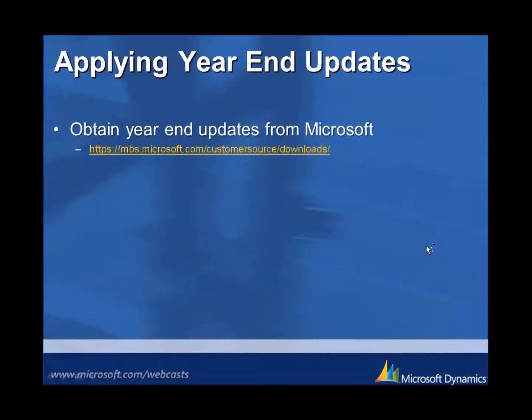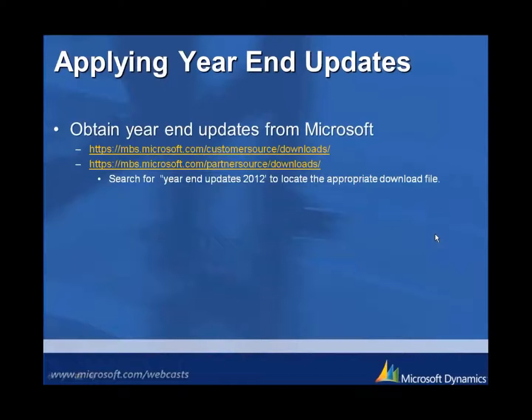The first thing we need to do is obtain the year-end updates from Microsoft. Everybody's a little bit different as far as how their login is to Partner Source or Customer Source. So these are the web addresses that you can use to log into your Customer Source or Partner Source site. Once you're at this downloads area, you can do a search for year-end updates 2012, and it's going to direct you to the appropriate website to download those files.